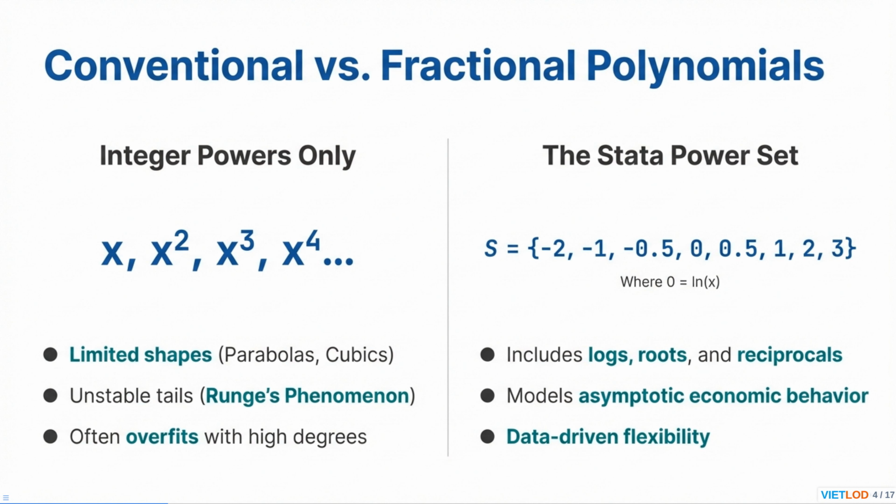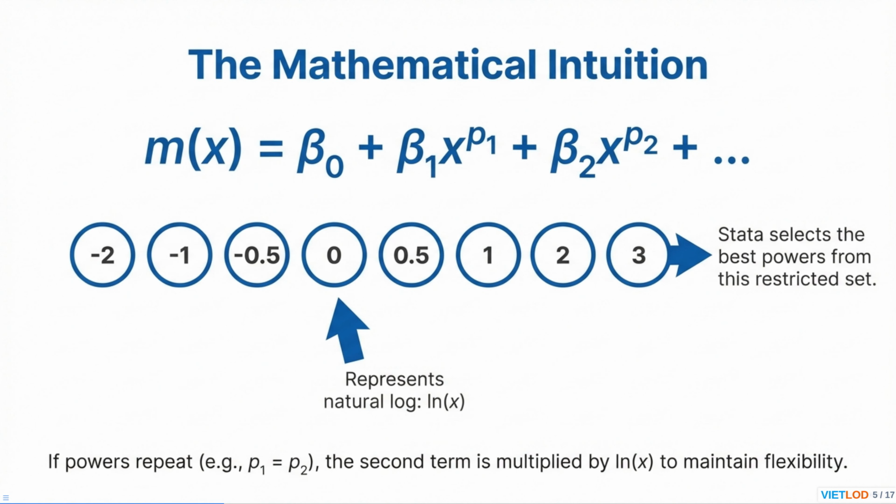In contrast, fractional polynomials leverage a much richer and more flexible set of powers, as seen on the right with Stata's standard power set. This set includes negative values, fractions like negative 0.5 and 0.5, and crucially, a power of 0, which represents the natural logarithm of x. This expanded toolkit allows fractional polynomials to model a wider array of relationships, including important economic phenomena like reciprocals, roots, and asymptotic behavior, offering superior data-driven flexibility for complex curves.